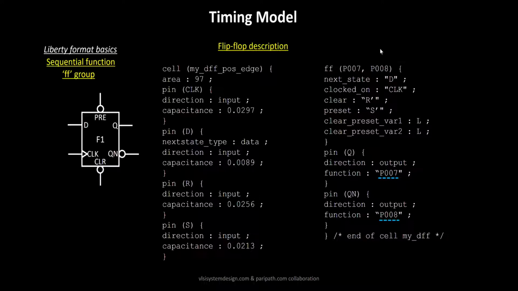Again, the meaning of function equal to P008 remains the same. It tells us that whenever it receives a positive edge trigger of the clock, the next_state becomes D. So P007 becomes the next state, and P008 becomes the inverse of P007, and that's what is being mentioned over here. And that's how you describe a flip-flop.